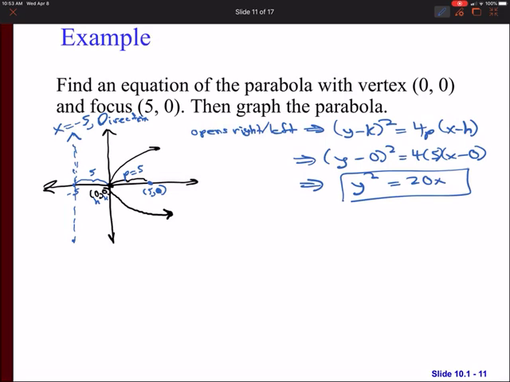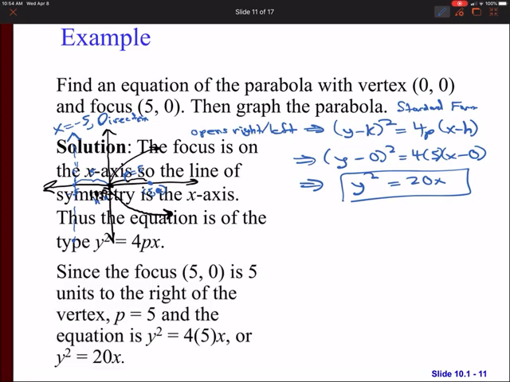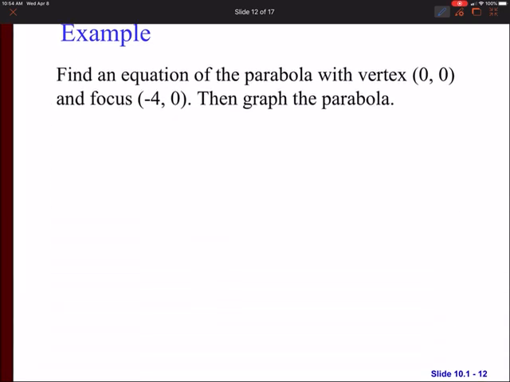So again, that's writing the equation given some information about this graph, using our standard form. For a parabola that opens up and down, we have x minus h squared equal 4p times y minus k. For parabolas that open to the right or left, like this one, we have our y term as a squared term: y minus k squared equal 4p times x minus h. All right. Let's go to one more.